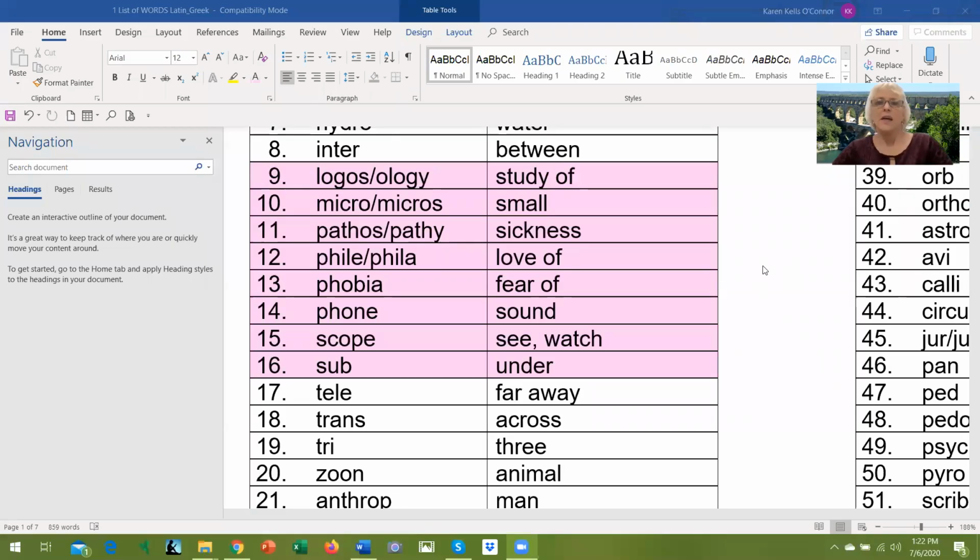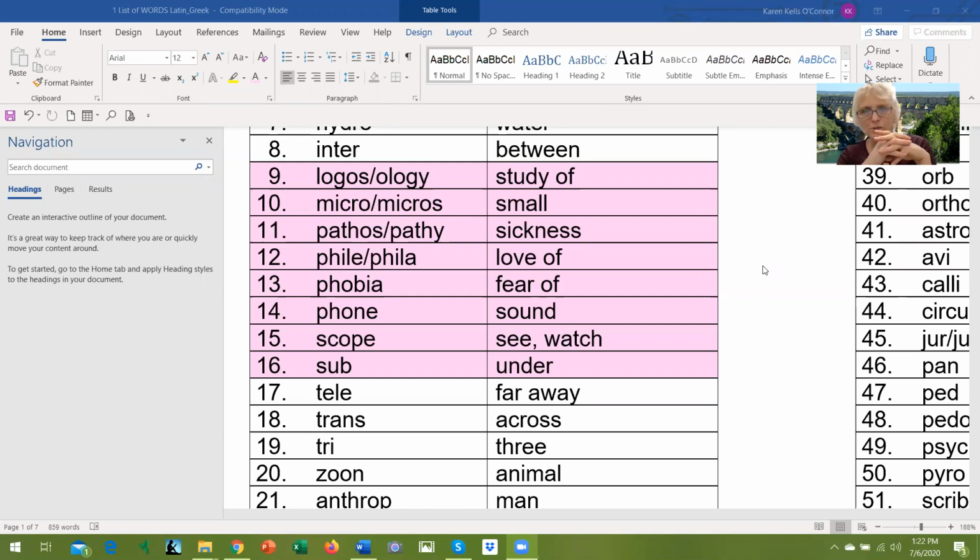Okay, so let's look at your 8 words for this week. As you remember, I'm going to do it that way, and they're in pink. Pink is the color of the day. So the first word is a slash word. You're going to have a lot of those. Logos or ology, and it means the study of. And there are so many words that end in ology. So we'll look at those in a minute. I'll let you write them all down first.